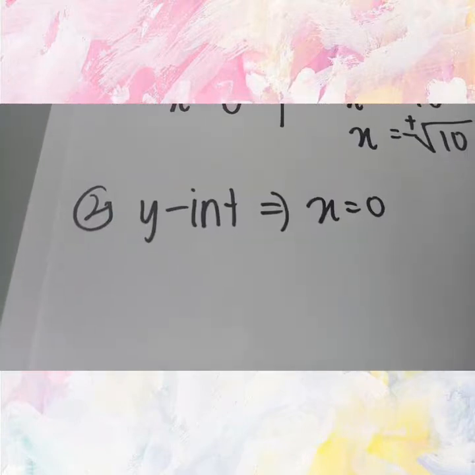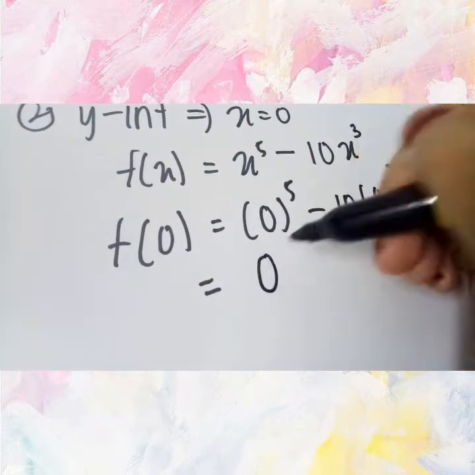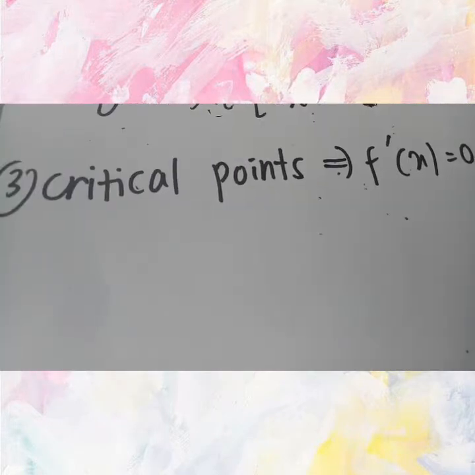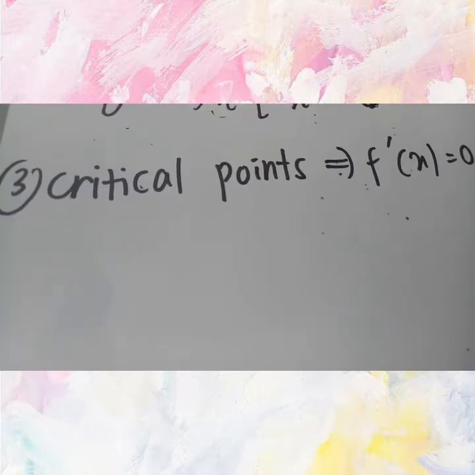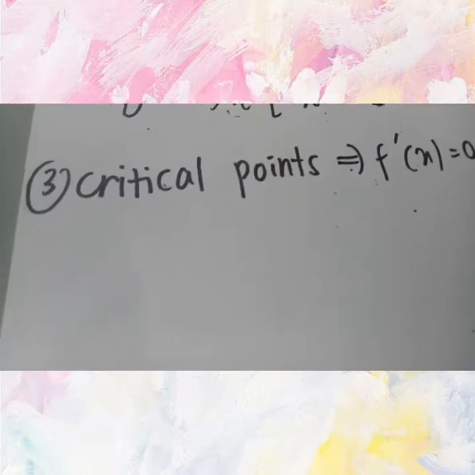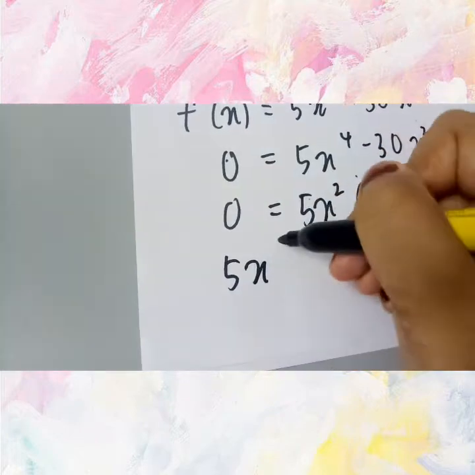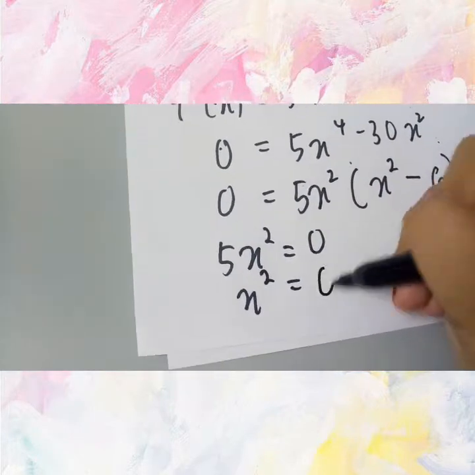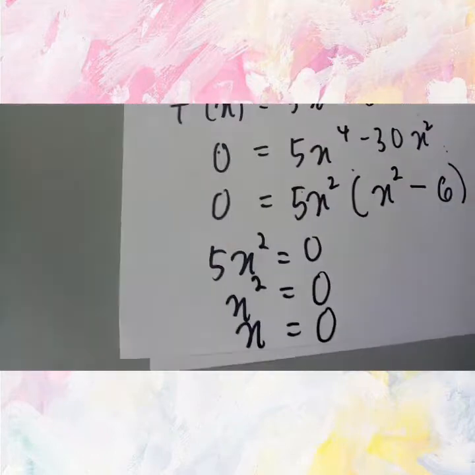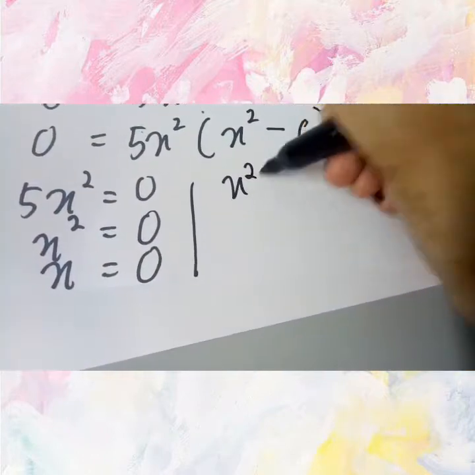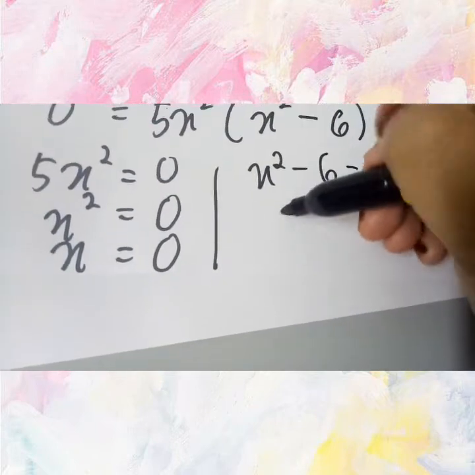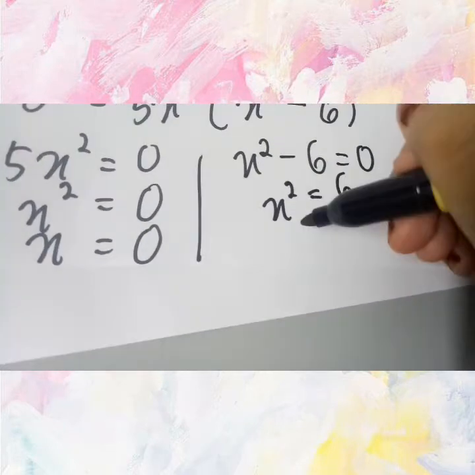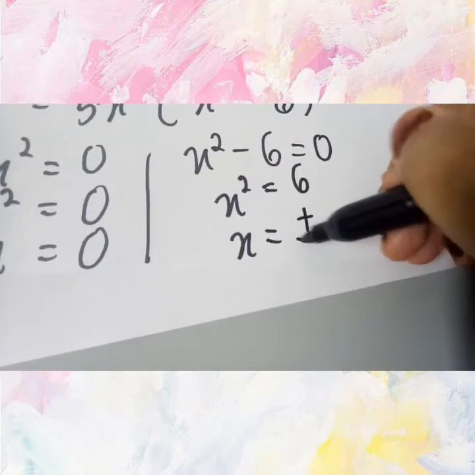For the second step, you have to find the y-intercept, which means x equal to 0. So the answer is 0. The third step is to find critical points, which is f'(x) equal to 0. So we can find the value of x. x squared equal to 0, x equal to 0. Next, x squared minus 6 equal to 0, x squared equal to 6, x equals plus or minus square root of 6.